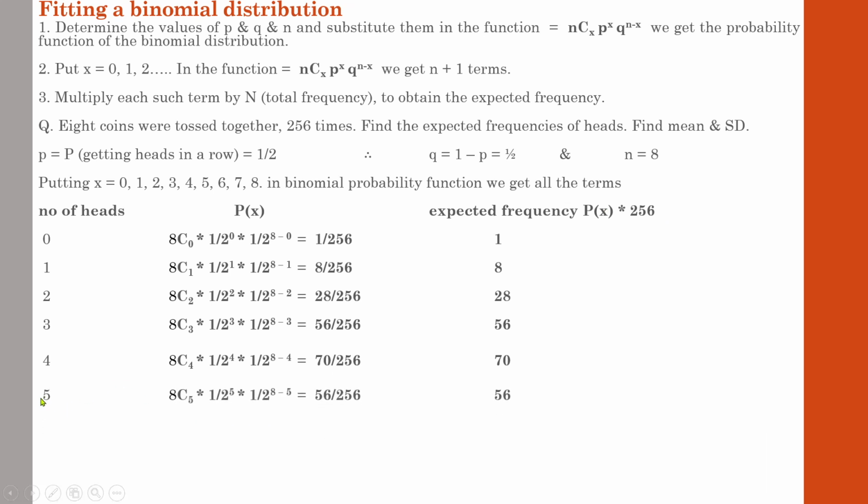Next one, when the number of heads is 5. So 8C5 into 1 by 2 raised to 5 into 1 by 2 raised to 8 minus 5, you will get 56 by 256. So you have got the probability of the event, that is, number of heads 5. If you multiply it with 256, that is capital N, you will get 56.